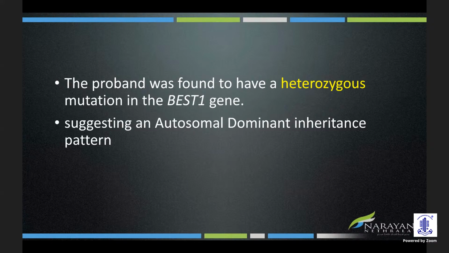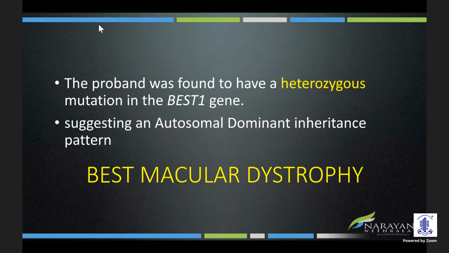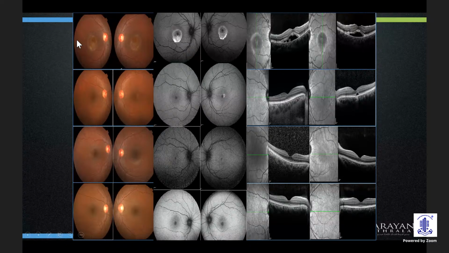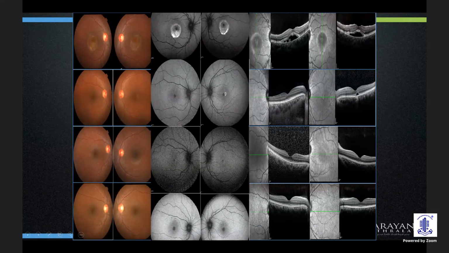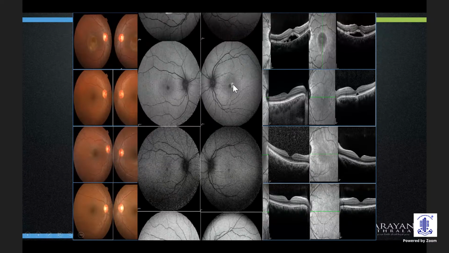So then we called him. This is the family, this is the proband, and this is the father, the second row. If you see the father's left eye fundus, just in the parafoveolar region, there is a vitelliform deposit and a corresponding OCT change. So the disease can be as subtle as this. This is a very important example where screening of the family members is very important. Sometimes they may tell they are normal, but they may have some subtle changes.